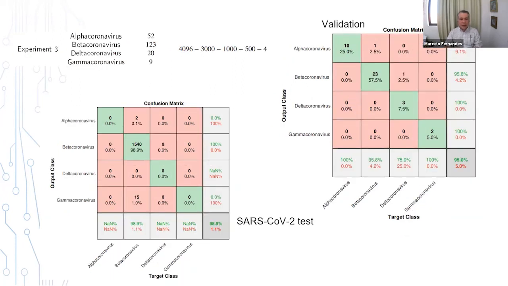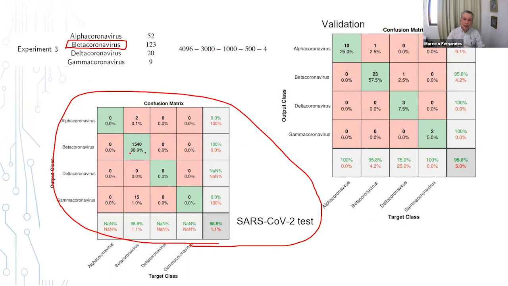In the other experiment, we use a subclassification of SARS-CoV-2. SARS-CoV-2 is a beta coronavirus, okay? Here is the same setup: the validation using all viruses without SARS-CoV-2, and here the test using SARS-CoV-2. And here we don't have 100% virus coverage in the classification, because when you go to the subclassification, the viruses are more similar, and it's more difficult for deep learning to make a classification.